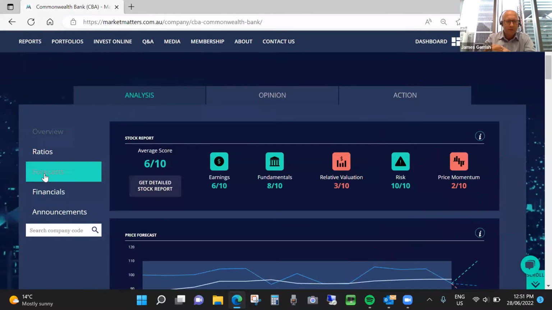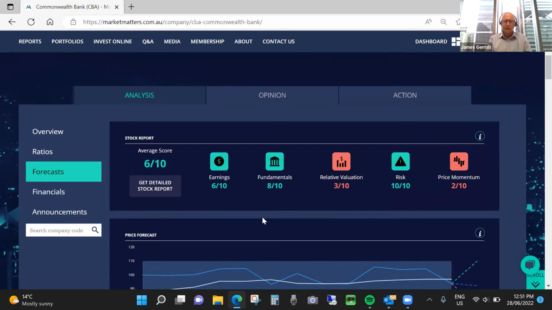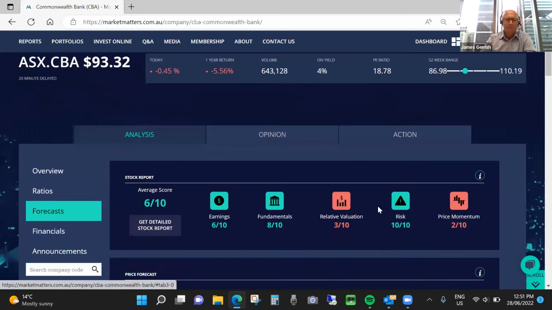Although before I do, I'm just going to go into the forecasts and just talk about this stock report for a moment. This is a quantitative report that sources five key inputs from Refinitiv. The inputs are listed in the information tab here, so I won't go through them, but there's some proprietary indicators around earnings quality, around the fundamentals of the business, about valuation versus peers, risk. 10 out of 10 risk is actually low risk. It seems like it's high. Anything that is bad will be red. Anything that is good will be aqua. And then price momentum, there's a bunch of indicators that talk to price momentum.